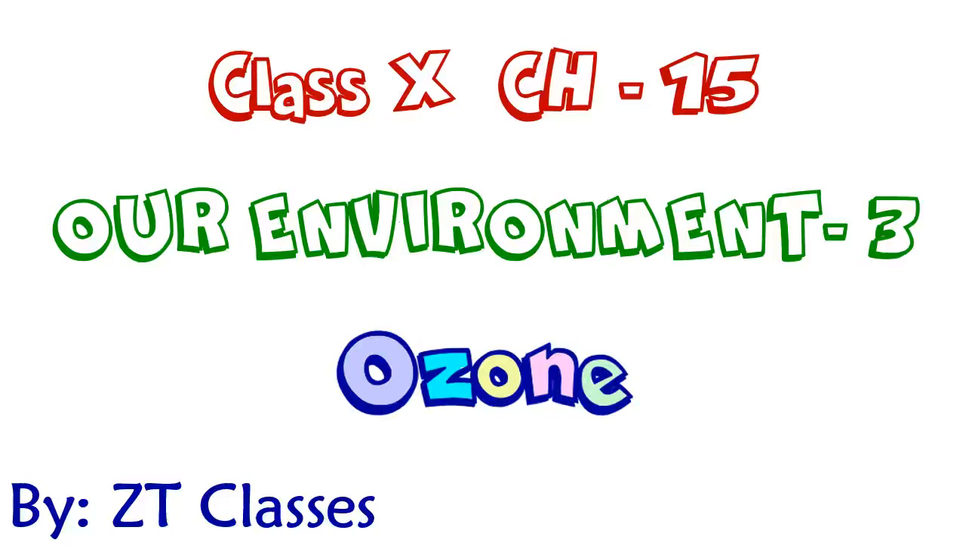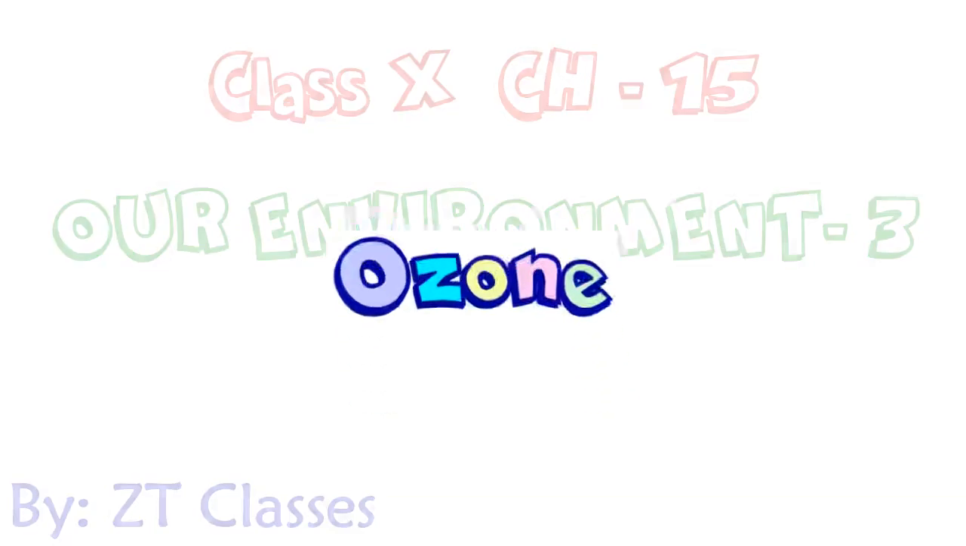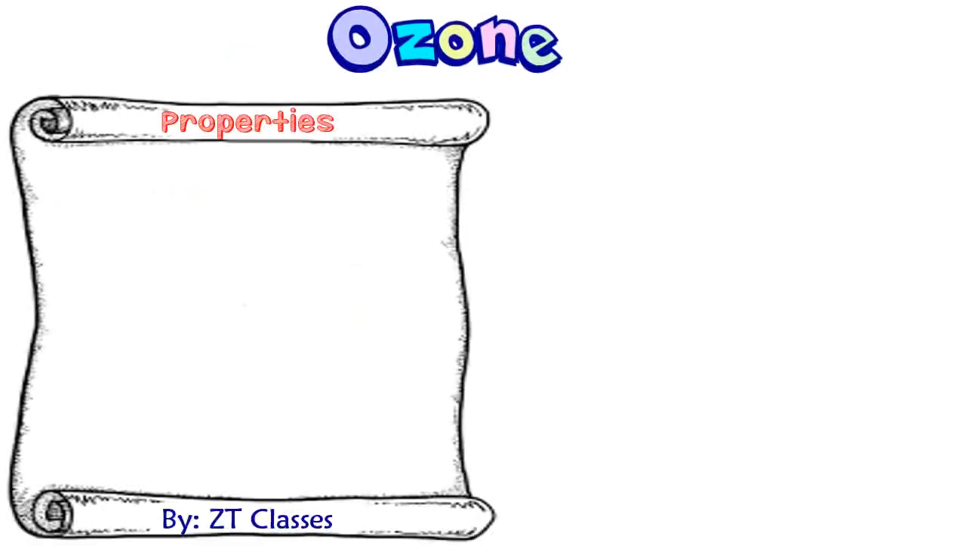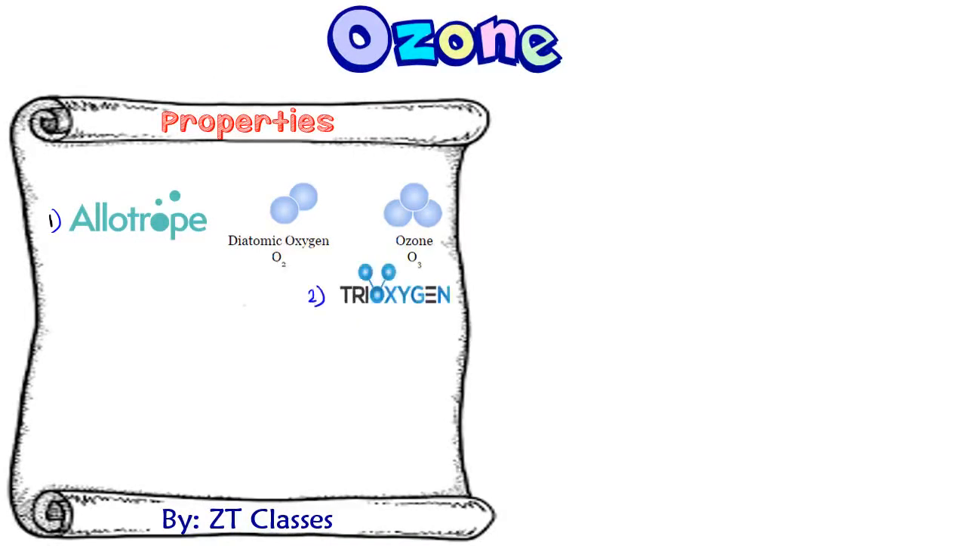Today we'll discuss the third subtopic of our environment chapter, that is ozone and ozone depletion. Let's discuss the properties of ozone first. So ozone is O3, an allotrope of oxygen, and it's also called trioxygen.